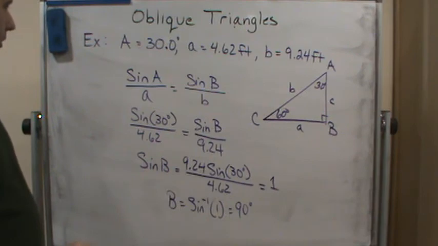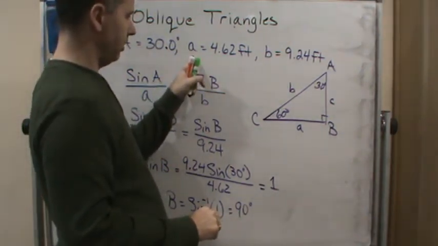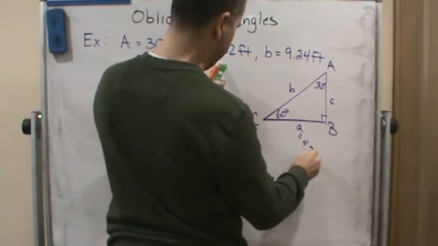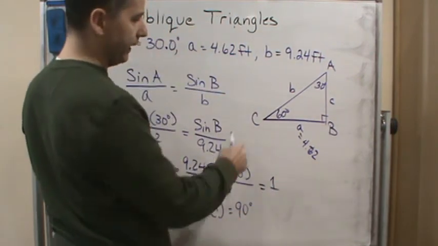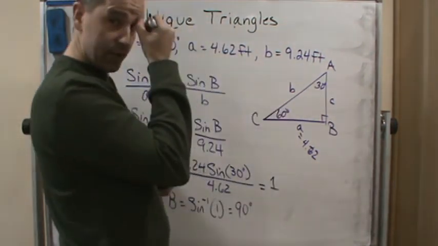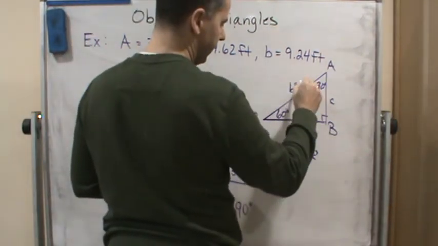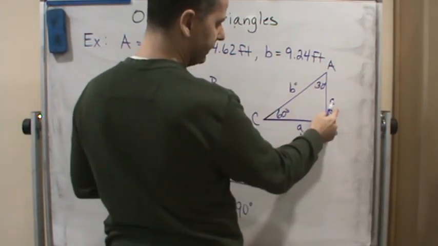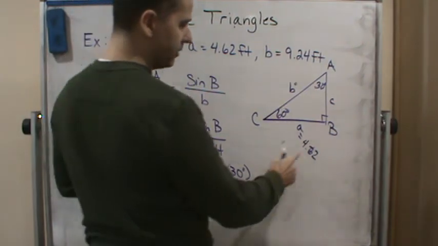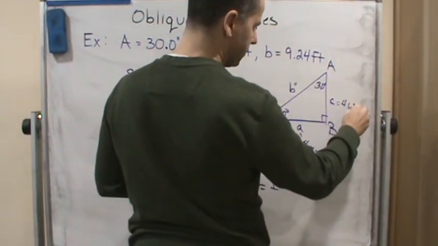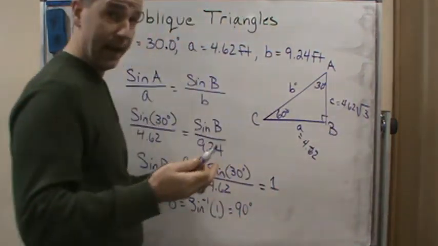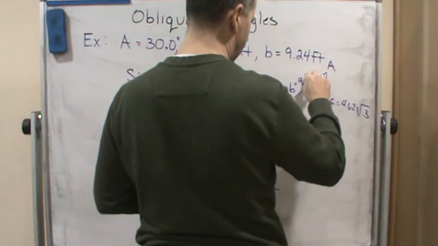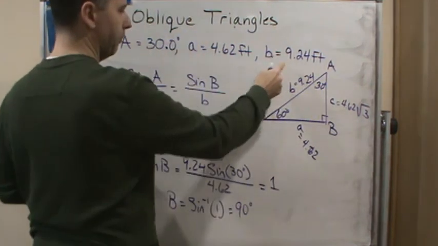And we know A is 4.62 feet. Now the cool thing is B is twice A, which I noticed. So this is like your X, 2X, and this is X times the square root of 3. So this is going to be equal to 4.62 times the square root of 3. We know that automatically dealing with 30, 60, 90 triangles. And of course, this is our 9.24 that we were given.